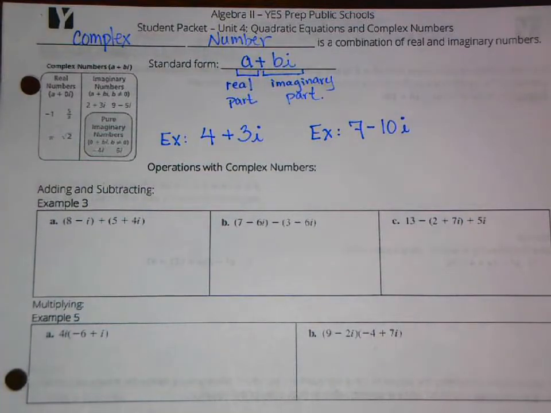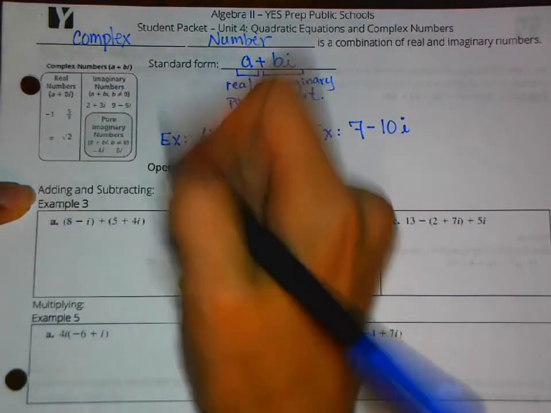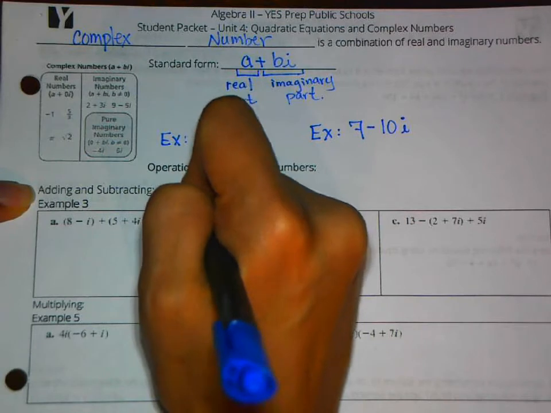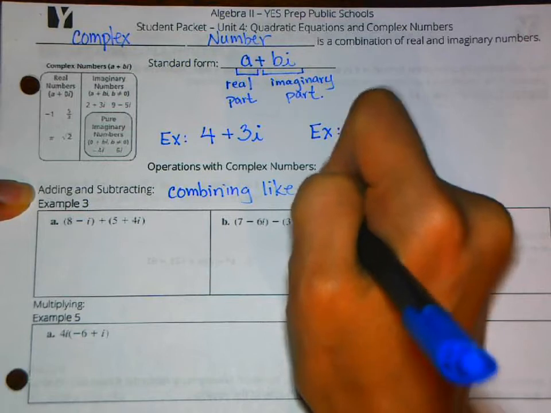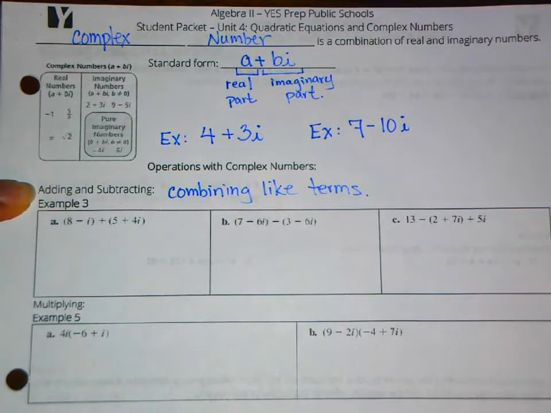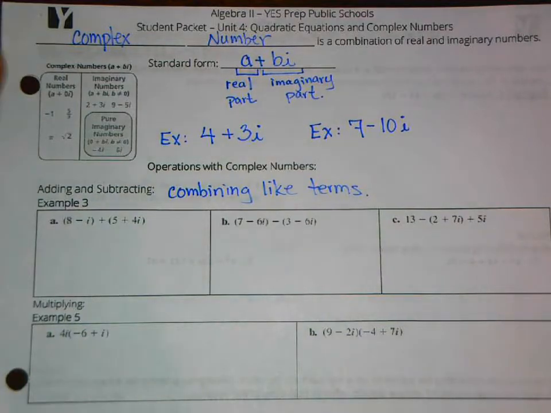So now, how am I going to take these complex numbers that have real and imaginary parts and start adding, subtracting, and multiplying them together? Well, for adding and subtracting, all you're really doing is combining like terms. What that means is that you get rid of all of the parentheses by distributing any negative in front of it into the parentheses. And you're just adding or subtracting any like terms together. Real number with real number, imaginary with imaginary.